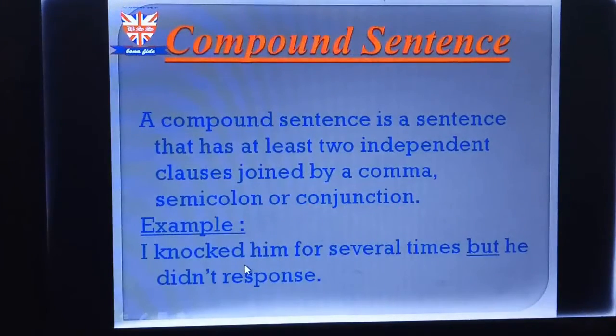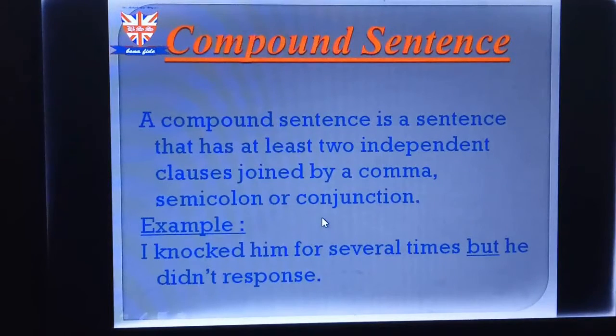Let's go for the compound sentence. It's also very much easy. The difference between complex and compound is, complex has two parts, one part is complete, another one is incomplete. But a compound sentence also has two parts, but both of the parts are complete. You can see a compound sentence is a sentence that has at least two independent clauses joined by a comma, semicolon, or conjunction.